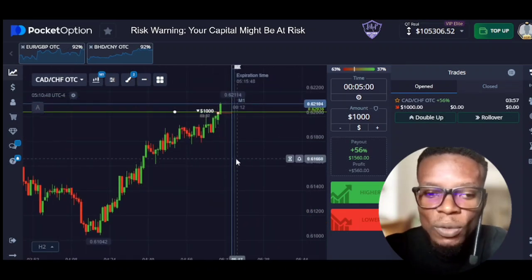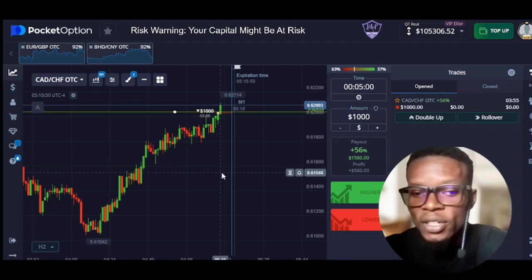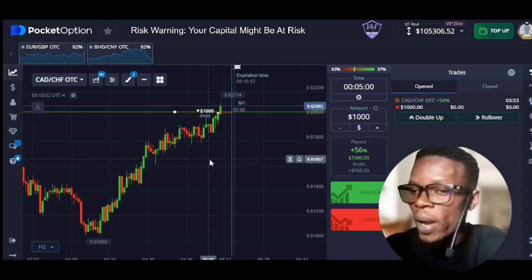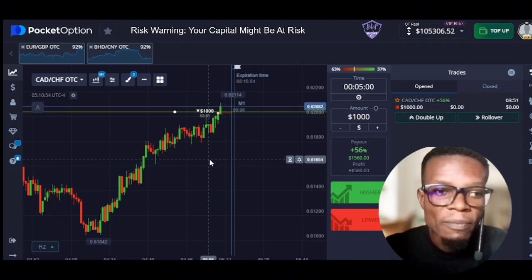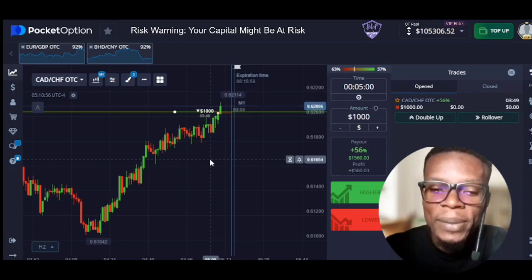We try to see what happens with this trade, and then we're going to explain why I took this trade again, just so you can understand and also apply the same.